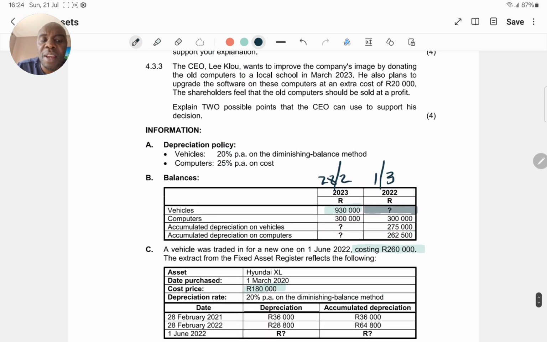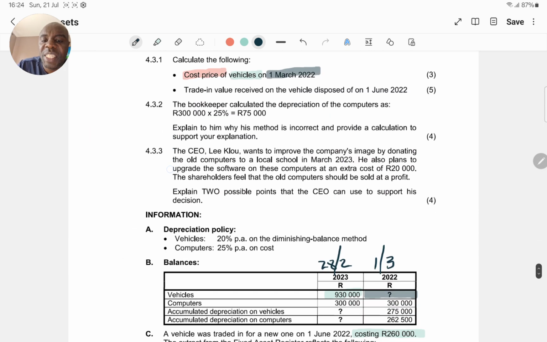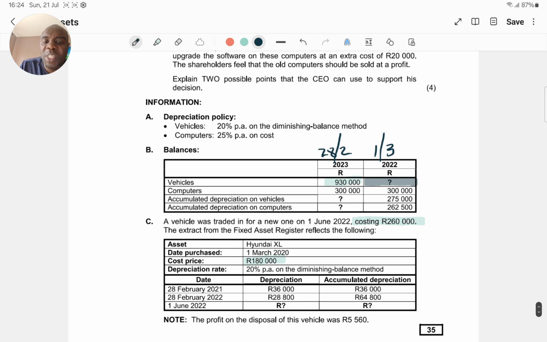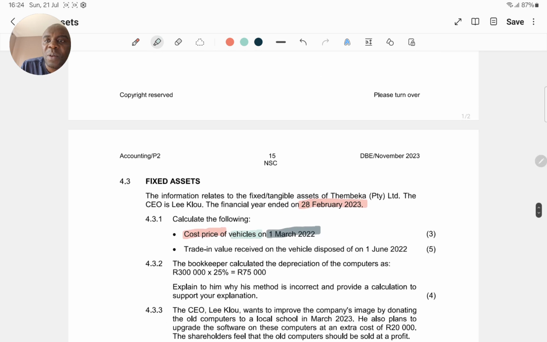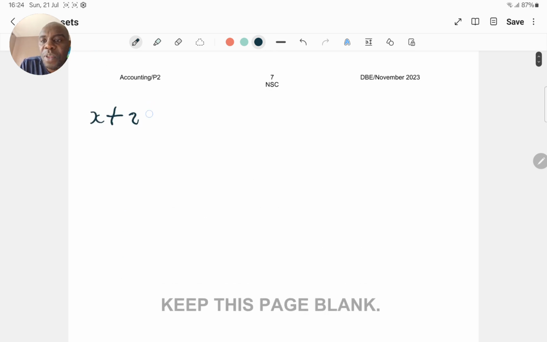We are not given the cost of vehicles at the beginning of the year. That is what the examiner wants us to calculate. So that becomes my X, my unknown. The cost of the vehicles at the beginning of the year is my X. Then what happened? We are given additional information C, that we traded in for a new vehicle. We got a new one on the 1st of June 2022 for 260,000. So I'm going to add that, plus 260,000. Remember, this is on the 1st of June.